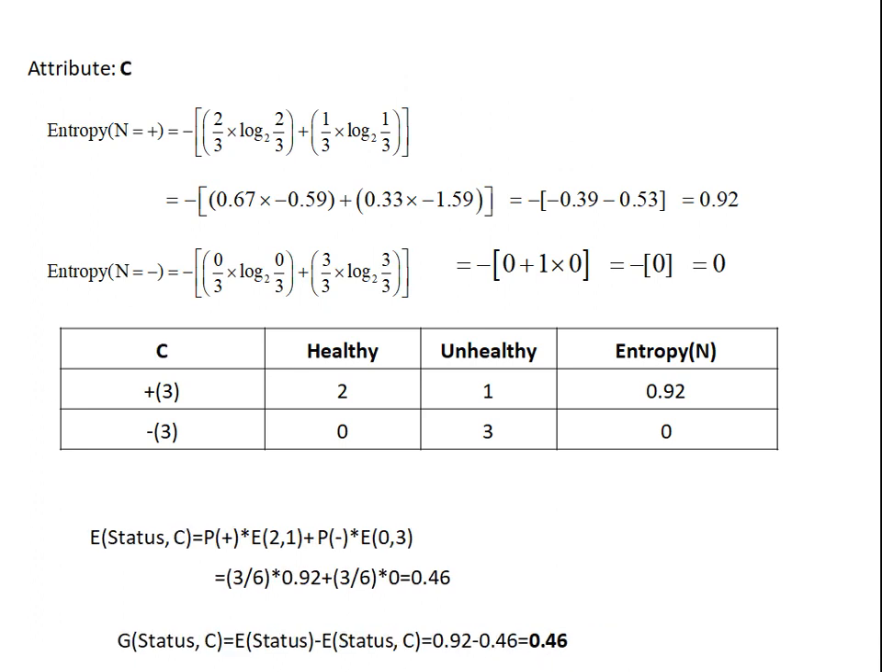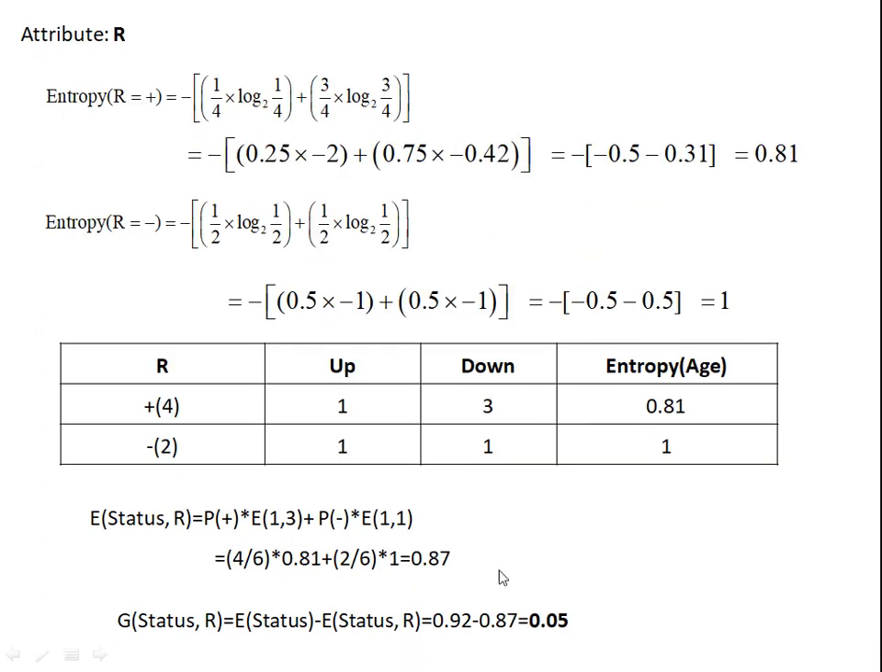Now in a similar way we calculate for coughing, that is C. In C again there are 2 cases, that is plus and minus. 3 cases belong to the plus category and 3 cases belong to the minus category. 2 1 is there and 0 3 is there. Again we are getting the same answer as previous, so there is no need to calculate. We can copy down the same answer because 2 and 1 is there, so we are getting the answer 0.92. For 0 3 we are getting the answer 0. So here we can find out that the entropy and the gain for N and C are the same. So 3 by 6 into 0.92 plus 3 by 6 into 0, 0.46, and after subtraction we are getting the gain as the same.